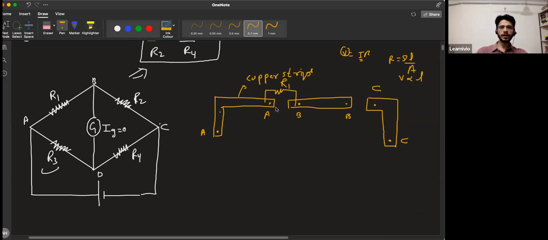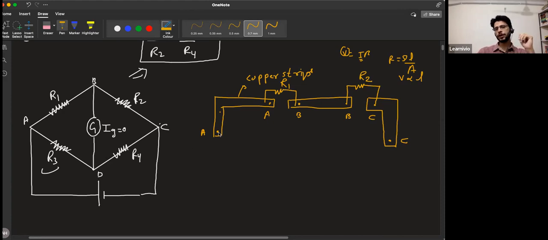So between A and B, we connected R1. What resistor is connected between B and C, Anshika? Just look at this diagram and tell me. Which resistor should I connect between B and C? Anshika, you are not in class. Sir, it is R2. Arpit, which two resistors are left? R3 and R4, right? Yes, sir.